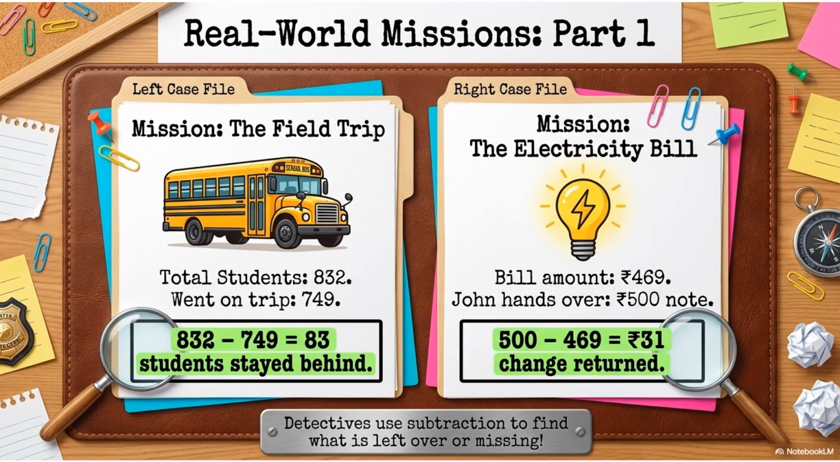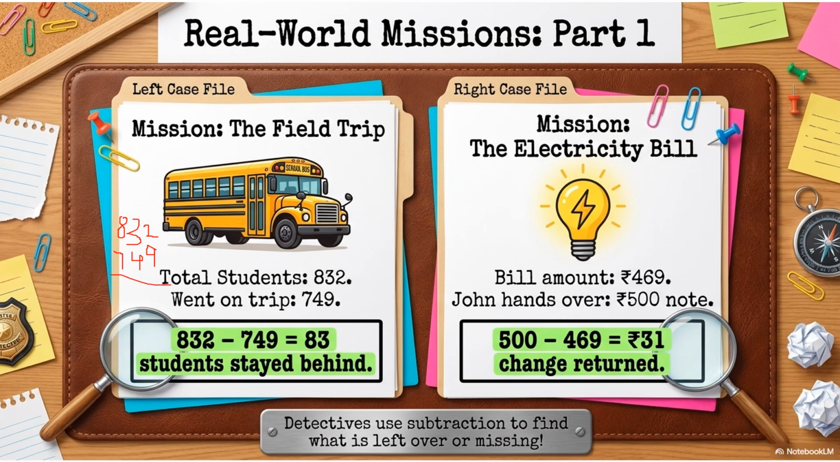Okay, so there's a field trip going on. The total students were 832 and from there 749 students went on the field trip. So how many students did not go? Let's find out by subtracting. 832 were the total number of students and 749 went. Now out of 2 you cannot subtract 9.